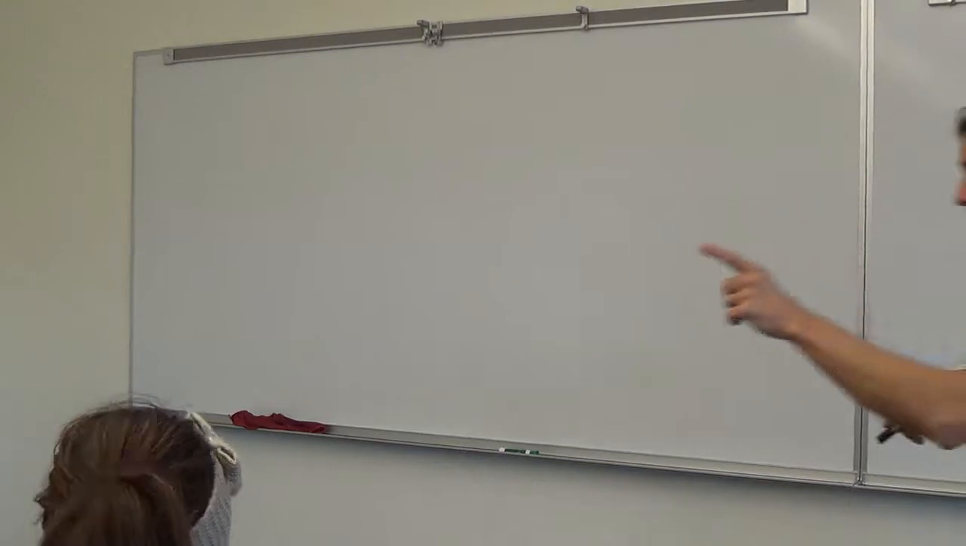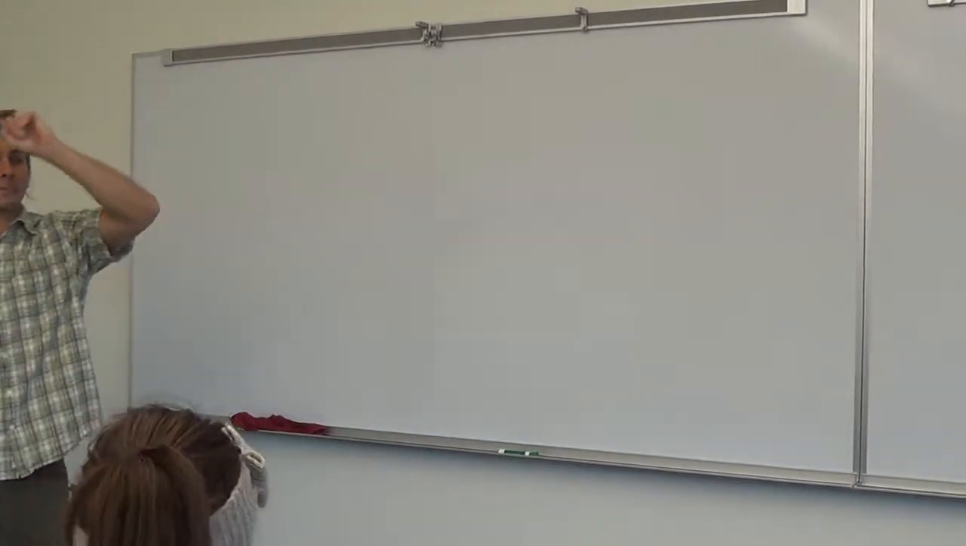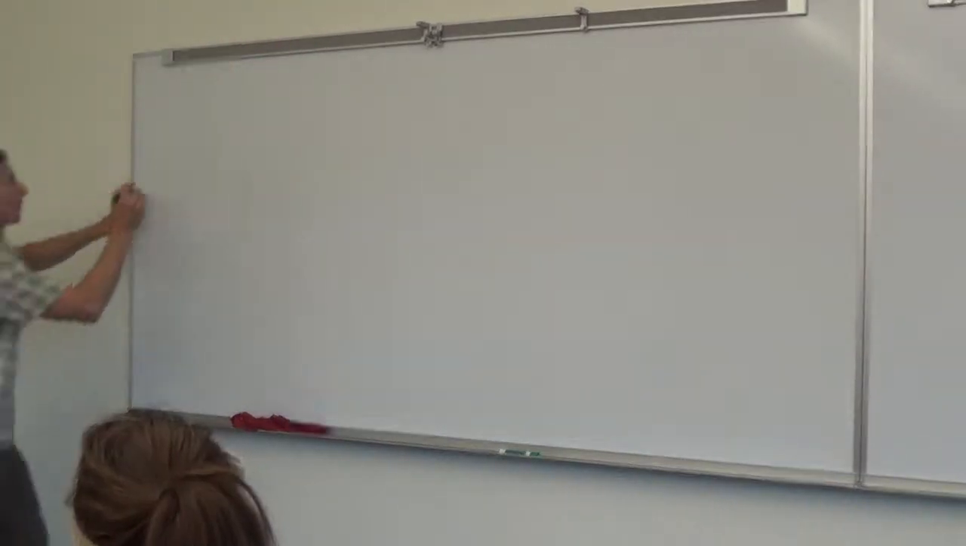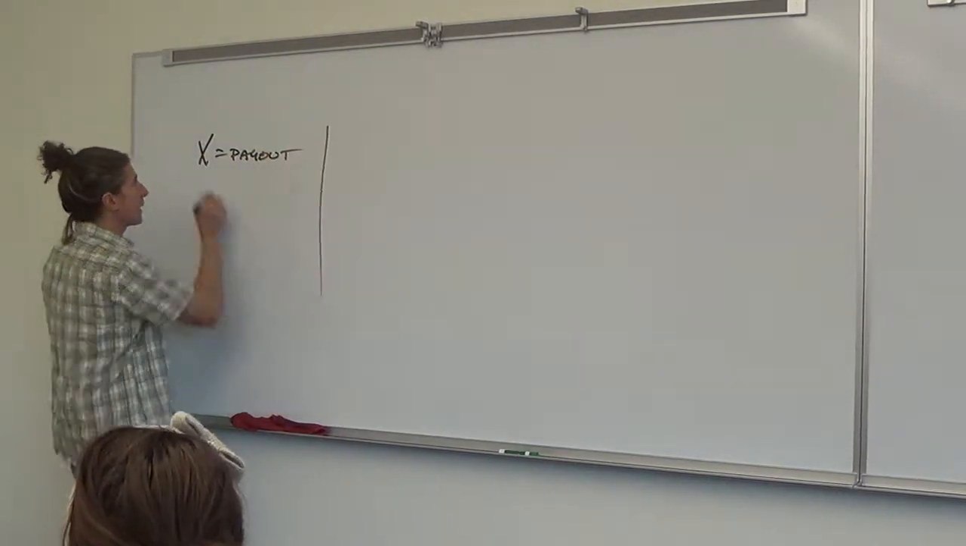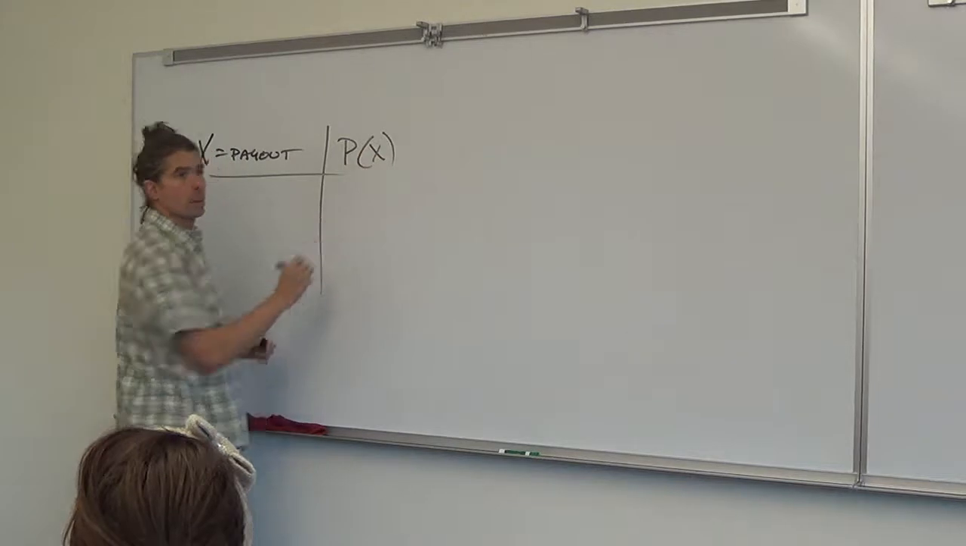While the TI's warming up, we'll show you how to do it manually. Let's first build the distribution for the payout of betting on one number in craps. Okay? So you've got the payout, and you've got the chance of that payout.